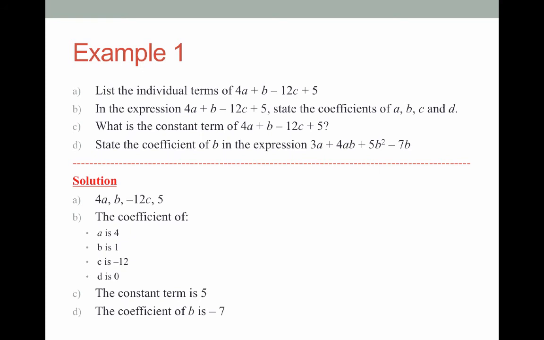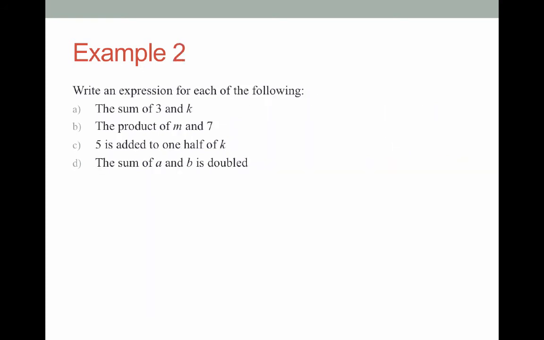Alright, let's take a look at another example. Example number 2. We're asked to write an expression for each of the following. We want to write an expression for the sum of 3 and k, the product of m and 7, 5 is added to 1/2 of k, and the sum of a and b is doubled. Now I'd like you to pause the video and see what you can come up with. Questions C and D are a little bit tricky, and you might have something similar to the actual answer at the end.